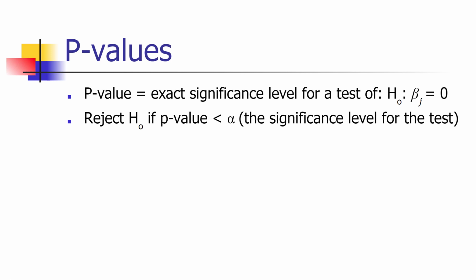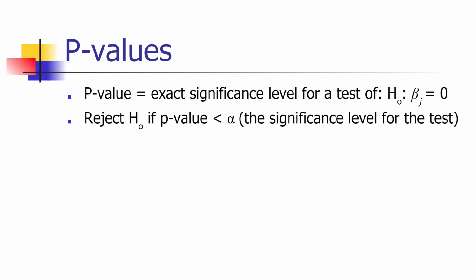So if you're using a significance level of 5%, and you get a t-ratio which gives you a p-value of less than 5%, that means you're in the region which would have been the rejection region using the other, more traditional type of approach, and you'd be able to reject the null hypothesis.